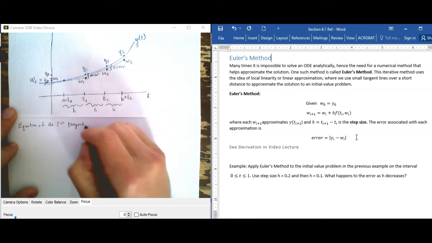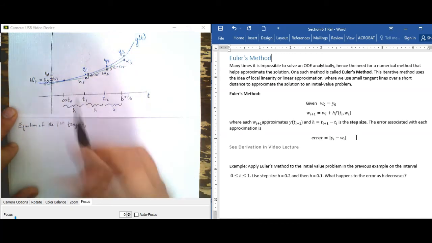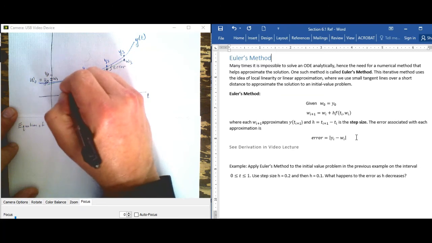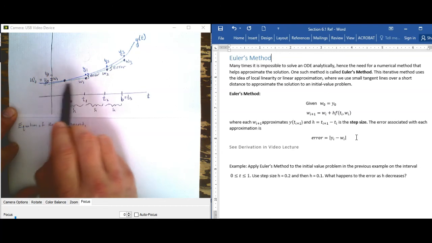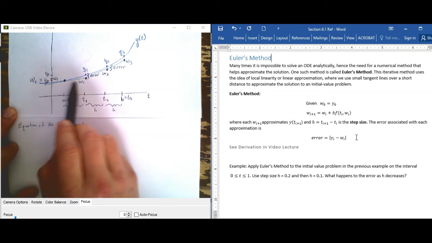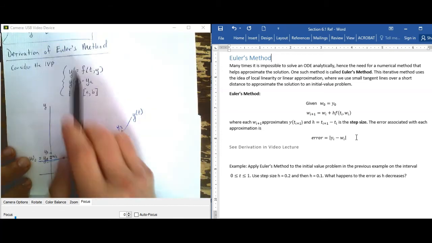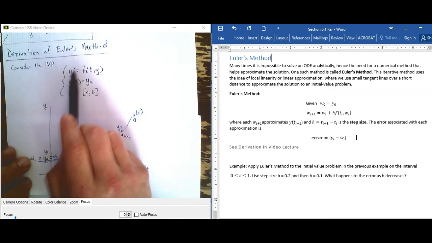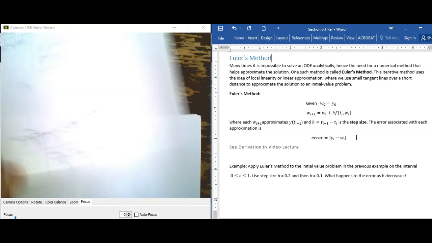Well, let's see. In order to find the equation of this line, we need a point on the line, which we have initially. We have this point. And we need the slope of this line. Well, the slope of this line comes from the first derivative, which is known from the initial value problem, right? Y prime at t naught, y naught is known.